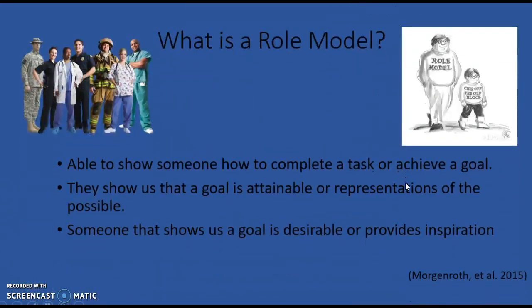What is a role model? A role model is somebody that's able to show us how to complete a task or achieve a goal. They show us that goals are attainable, and these are representations of the possible. It's also somebody that shows us a goal is desirable, or it may even provide inspiration to somebody.